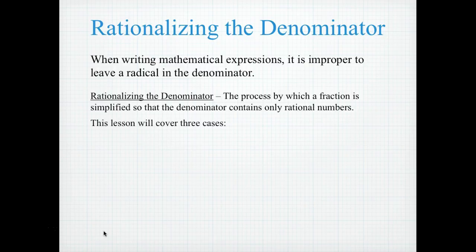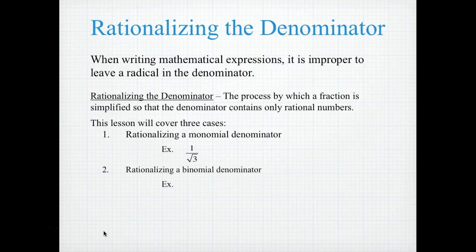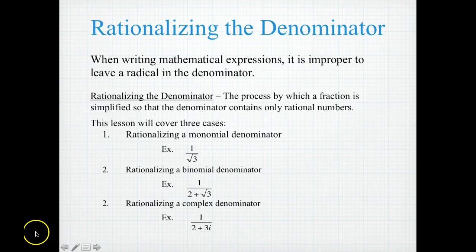This lesson will cover three cases. 1, rationalizing a monomial denominator, where the denominator is a radical that is a single term, in this case the square root of 3. Number 2, rationalizing a binomial denominator, where the denominator is two terms, in this case 2 and the square root of 3 create the binomial. And number 3, rationalizing a complex denominator, where the denominator is a complex number, in this case 2 plus 3i. So a monomial denominator, a binomial denominator, and a complex denominator.